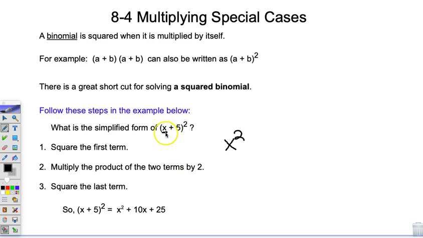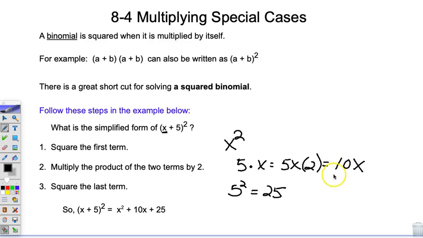Now the product of the 2 terms are right here. That's 5 times x. So if I take 5 times x to find the product, that's just 5x. But then I have to multiply that result by 2. So 5x times 2, that's 10x. Finally, we're going to square the last term. So right here we have a 5 as the last term. So if I square that, that's just 5 squared, or 25.